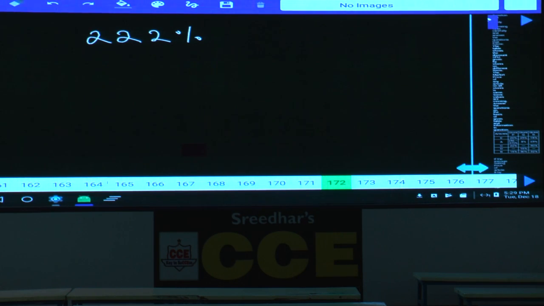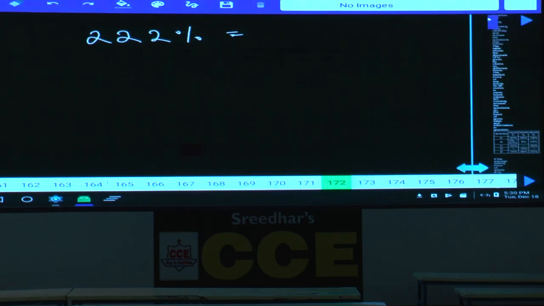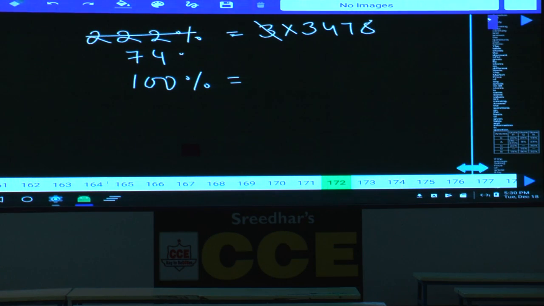This is the total selling price of all stores together. You are given average selling price 3478. Then total will be equal to 3 into 3478. And we need to calculate the market price, which is equal to 100%. 74% is equal to 3478. 100% is equal to how much?